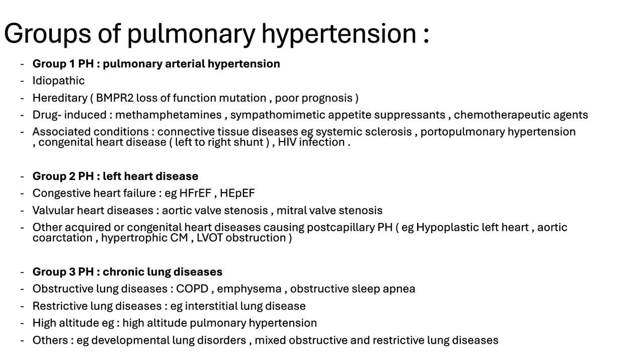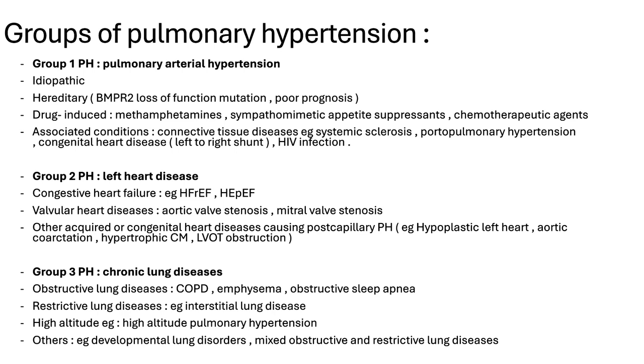Group 2 pulmonary hypertension is called left heart disease. It can be associated with congestive heart failure, valvular pathology, or other congenital or acquired heart diseases which are causing postcapillary pulmonary hypertension. For example, hypertrophic cardiomyopathy, including obstruction of the LVOT, aortic coarctation, and hypoplastic left heart.